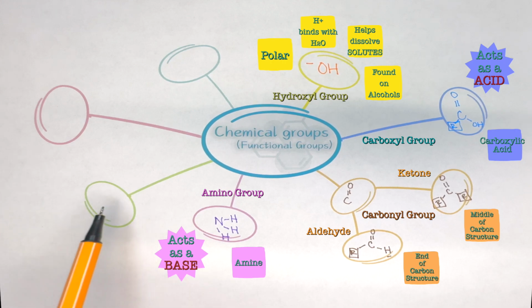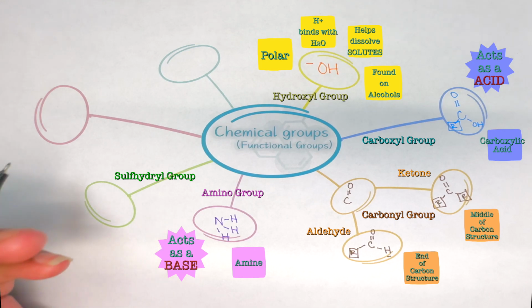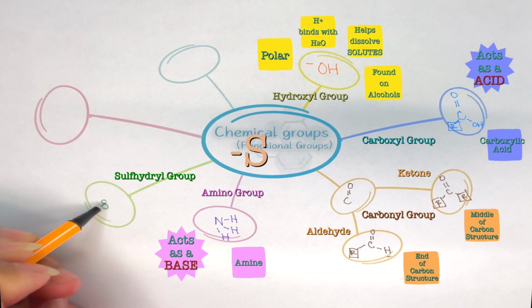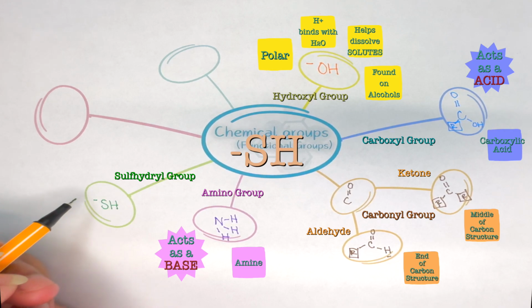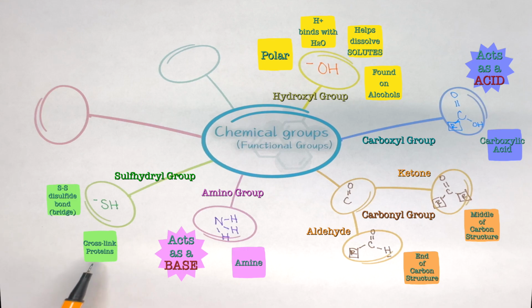All right, let's talk about that sulfhydryl group. So when it comes to the sulfhydryl group, you want to look for that sulfur bound to a hydrogen. This functional group can actually cross-link proteins together. So that's really, really important to give us those strong bonds and holds within the protein structure. It creates what's known as a sulfur to sulfur bond, known as a disulfide bond. And this bond is extremely strong.